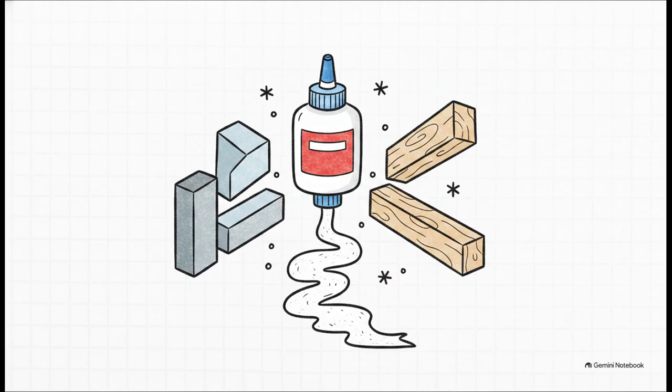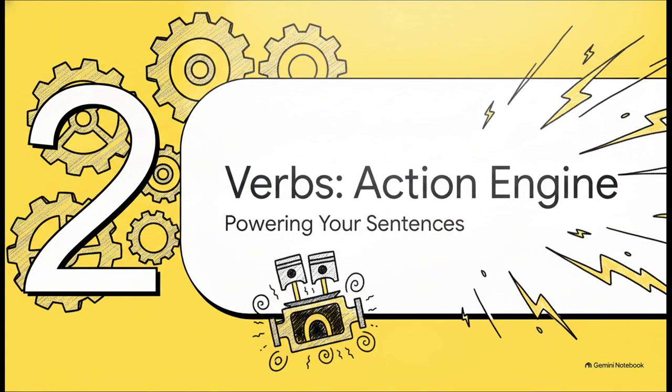Now, here's a quick pro tip. Beginning a sentence with a coordinating conjunction like and or but is totally 100% grammatically valid, despite what your middle school teacher might have told you. However, it definitely creates a less formal tone, so just be aware of your audience when you pull out that trick. Moving right along to our second section, verbs, the action engine.